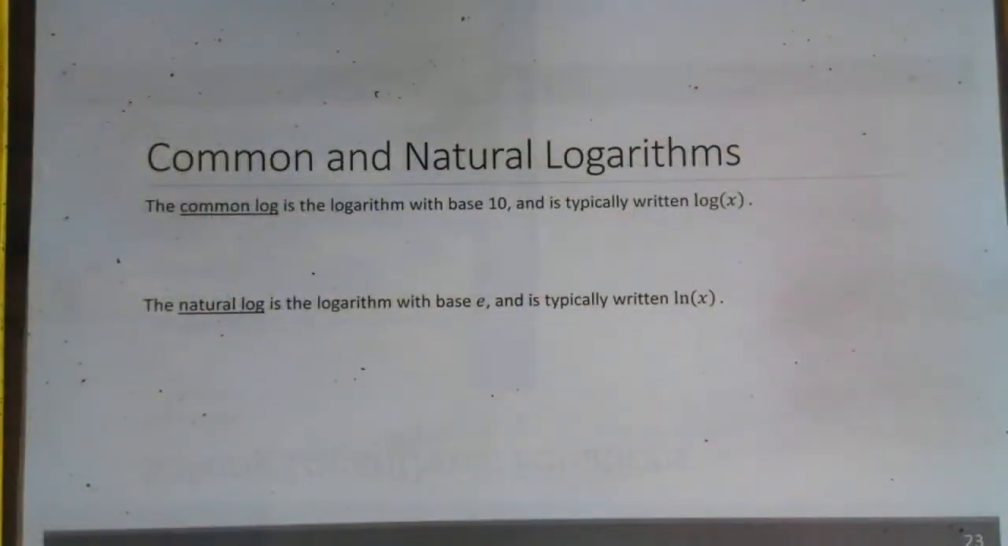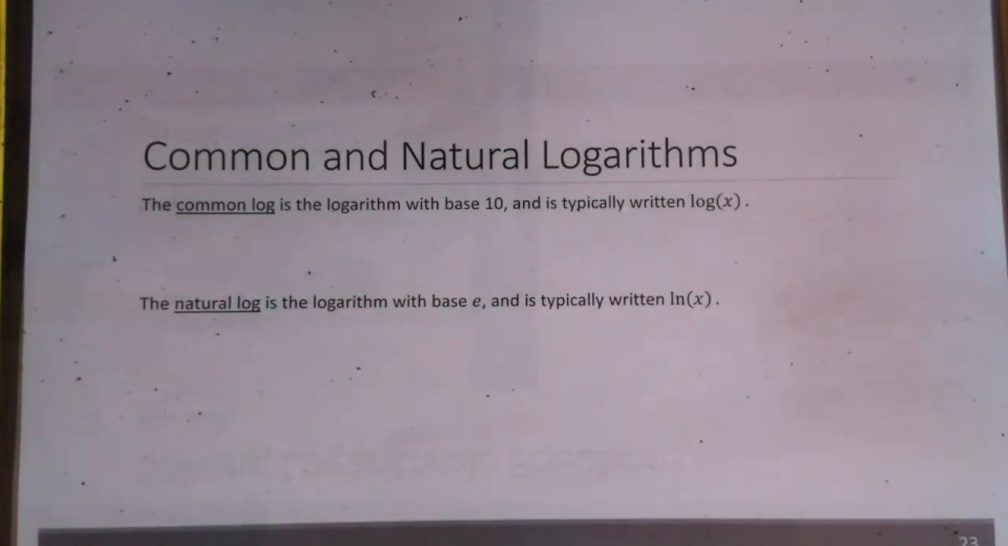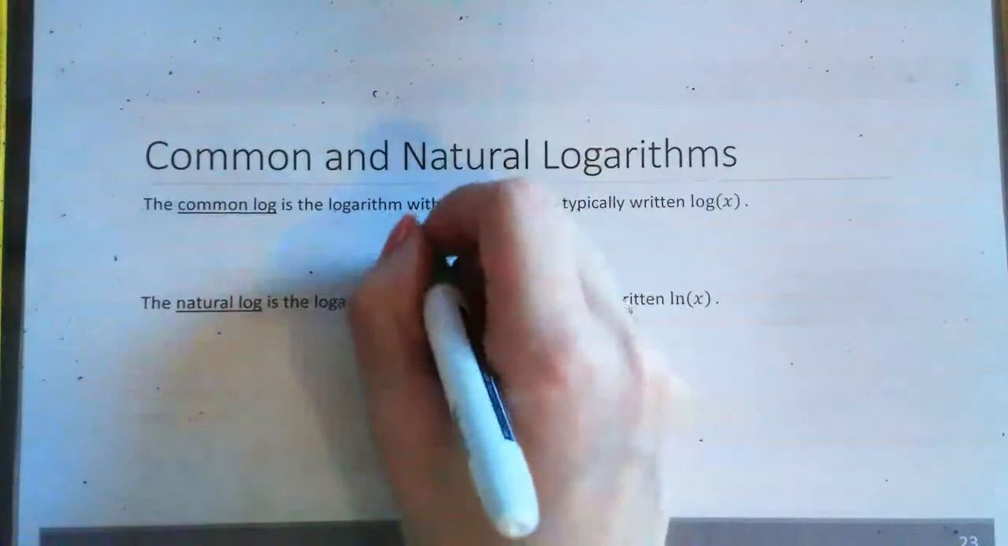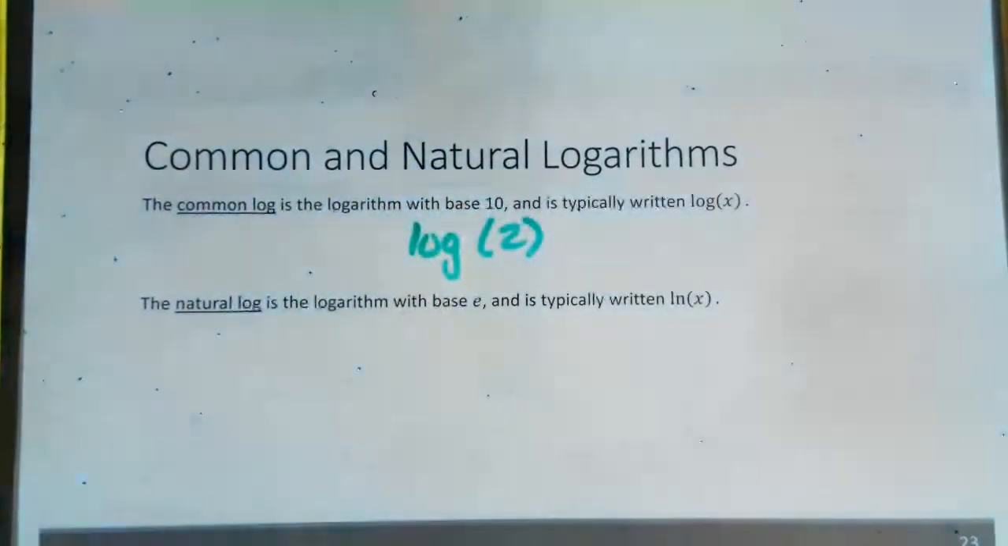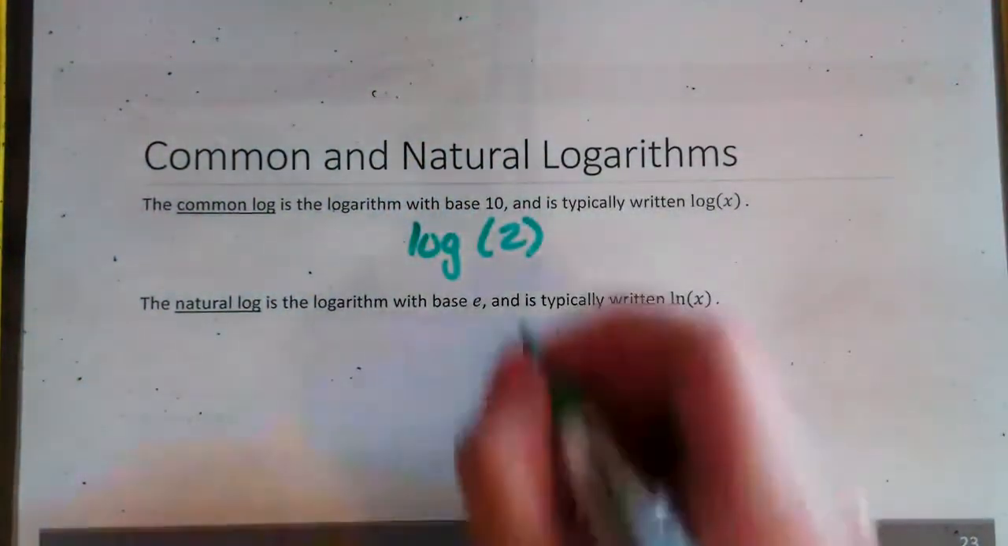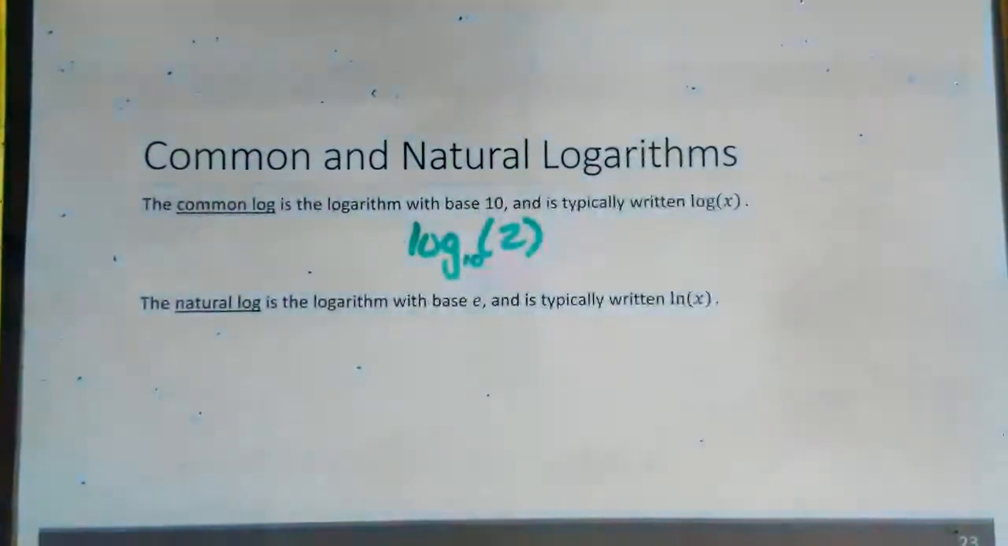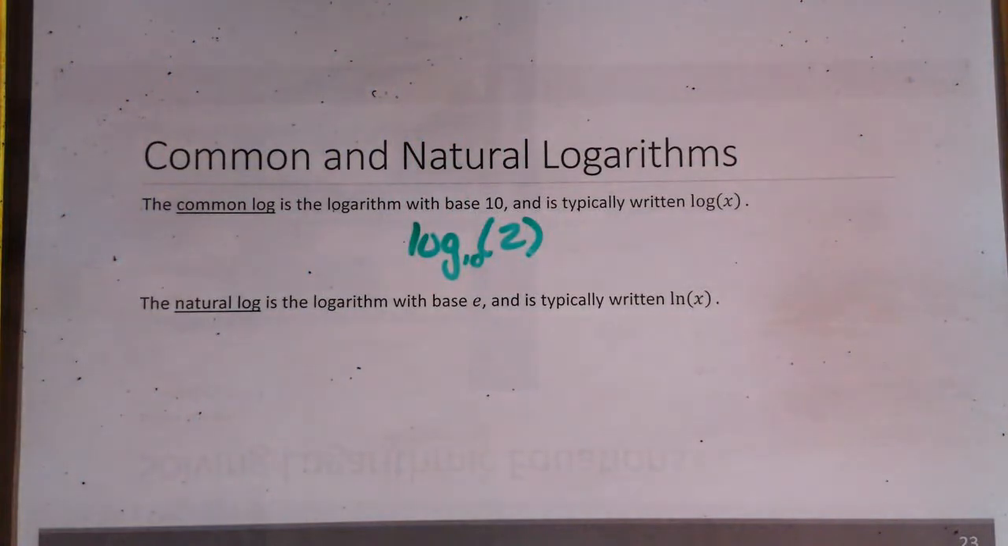There are two types of logarithms that our calculators can definitely do. Some calculators can do more than just these two, but these are the two that are guaranteed to be on any scientific or graphing calculator. They are the common log and the natural log. The common logarithm is the logarithm with base 10 and is typically written log of x. So if you ever just see something like the log of 2, where you don't see a base, it is implied that there is a base of 10. That's just one of those things that we know. If we don't see one, it's a base 10.